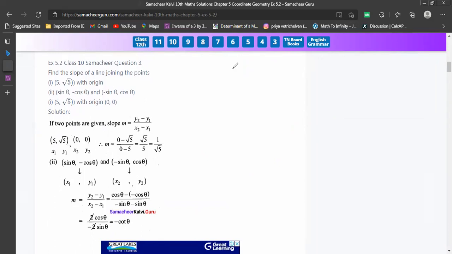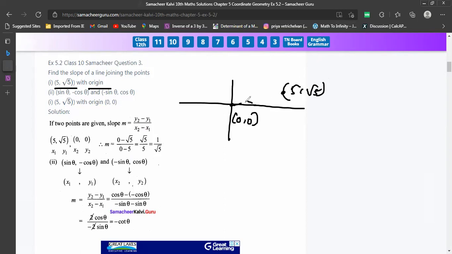Question number 3. Find the slope of a line joining the points 5, root 5 with origin. Origin means it is 0, 0. Okay. So they're asking us to find the slope of a line joining the points 0, 0 and 5, root 5. This would be line joining the point. They're asking about the slope.